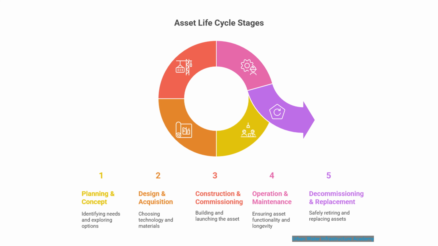Operations and maintenance. The longest phase, sometimes spanning decades, where poor maintenance can lead to early failure and expensive breakdowns. Think of a pump station that starts failing often because small issues were ignored early on. Decommissioning and replacement. Finally, safely retiring an asset and planning replacements to avoid sudden disruption is essential.